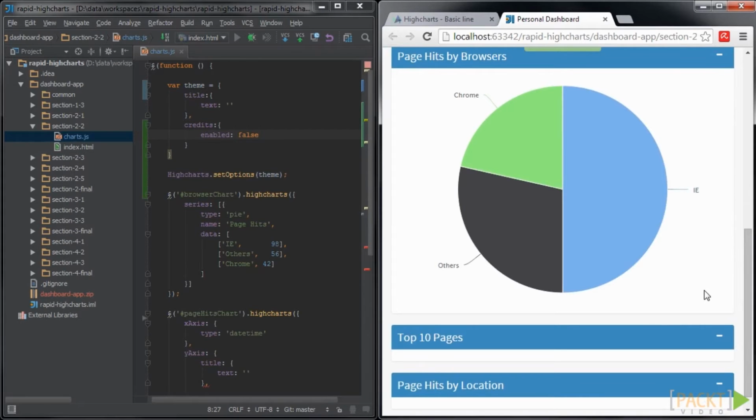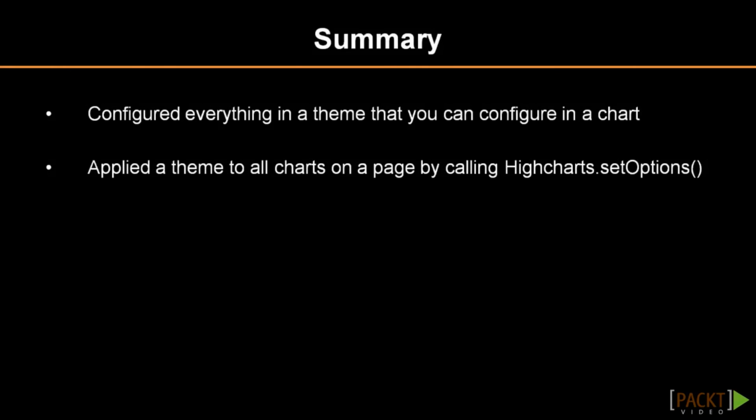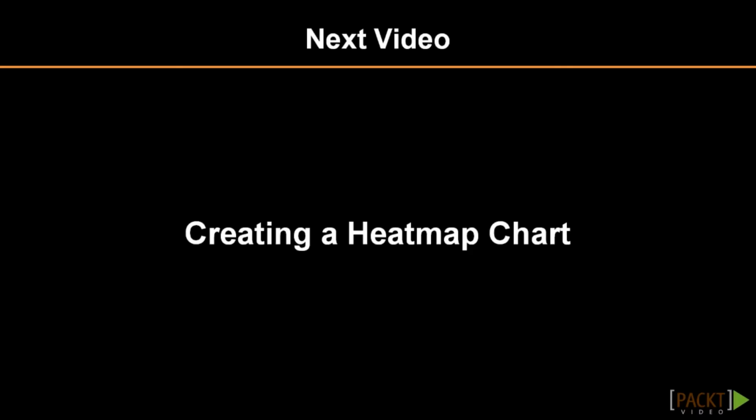the theme really works. To sum things up, you can do pretty much everything in a theme that you can do in a standalone chart and apply it to all charts on the page by calling the setOptions function provided by Highcharts. In the next video, we're going to create another chart, this time one that is a little more exotic, namely a heat map chart.